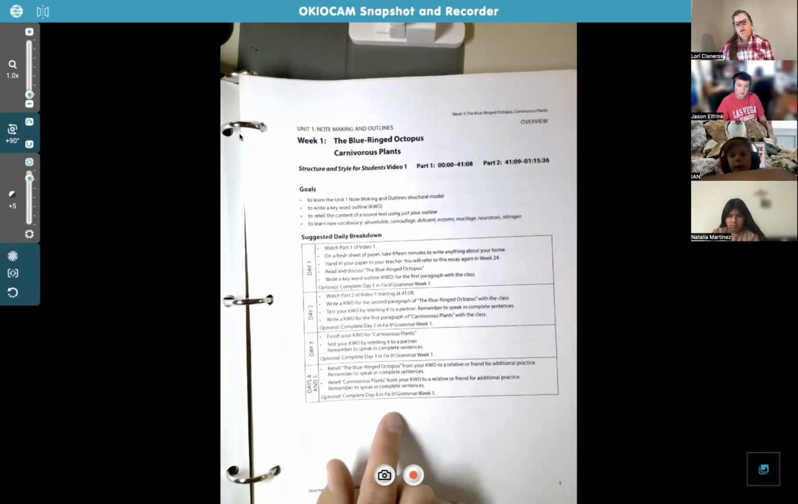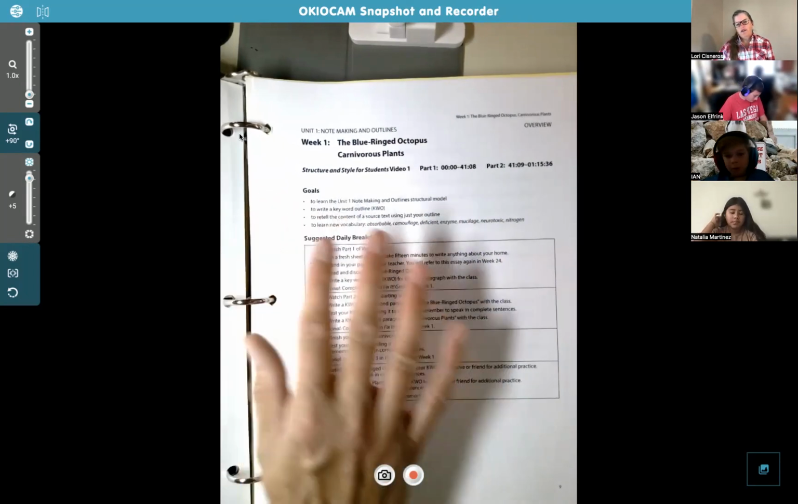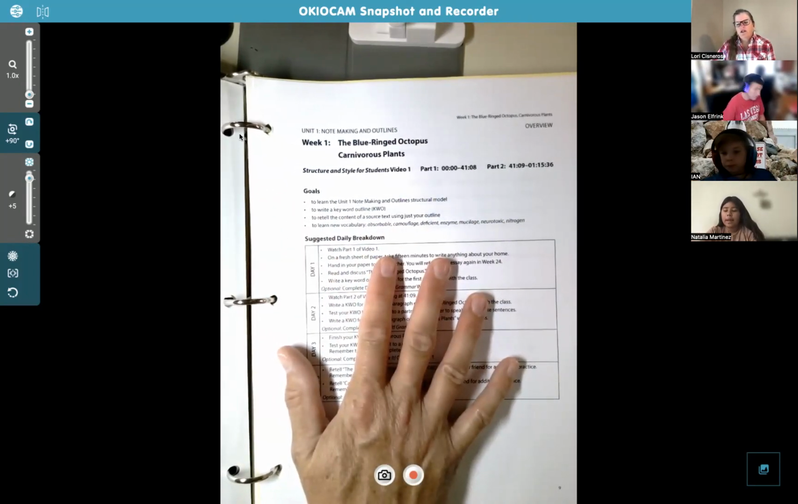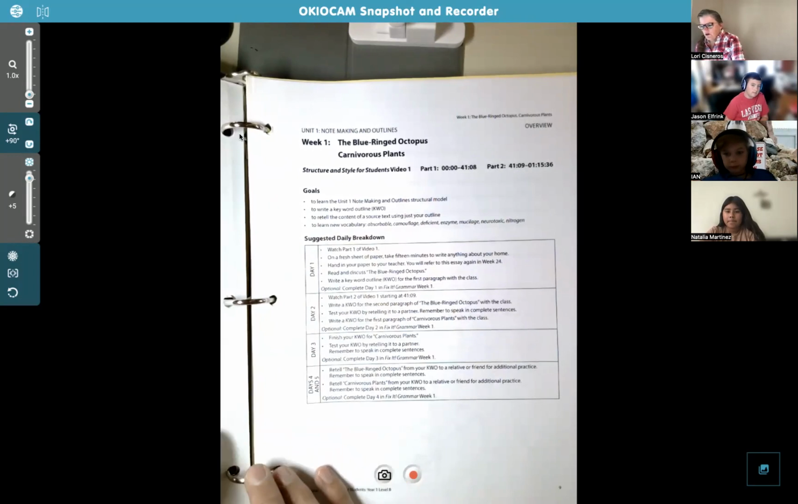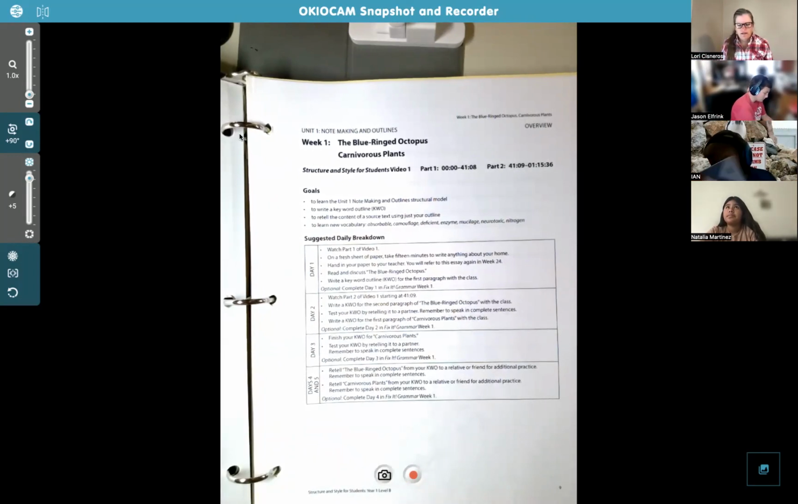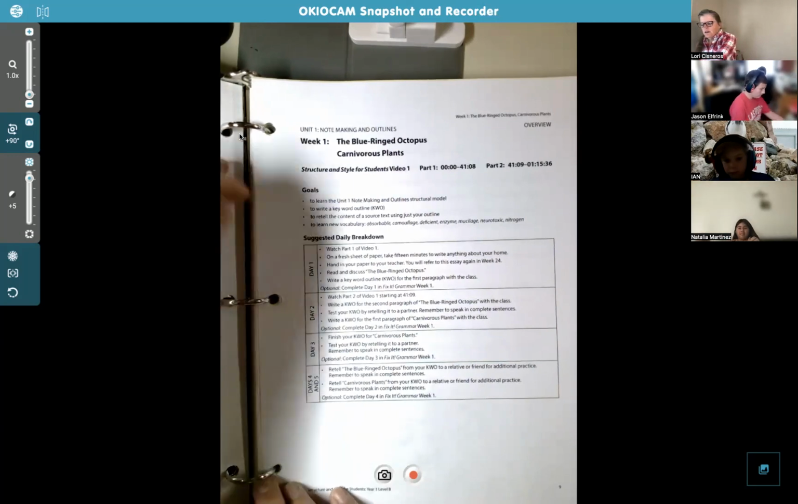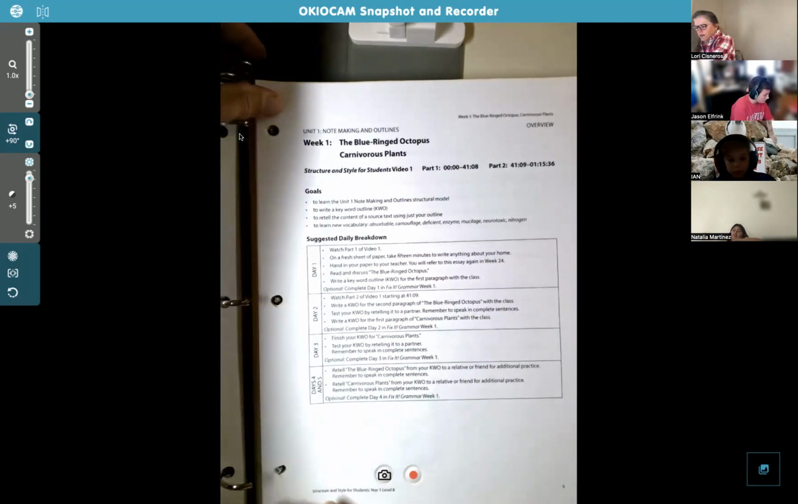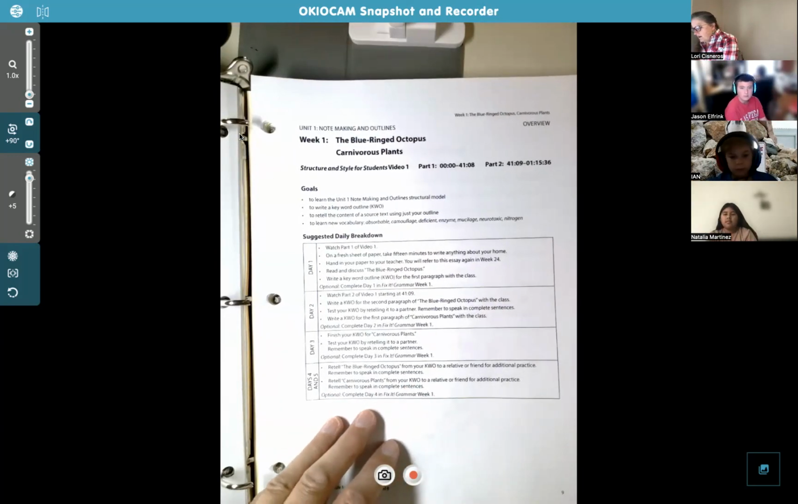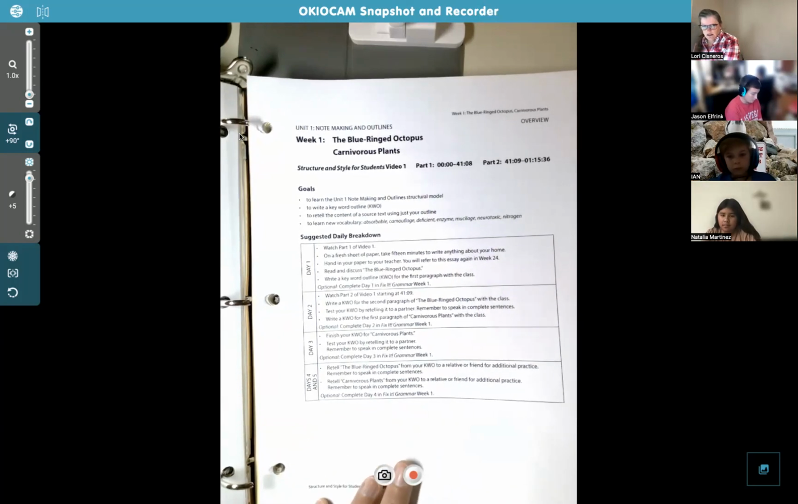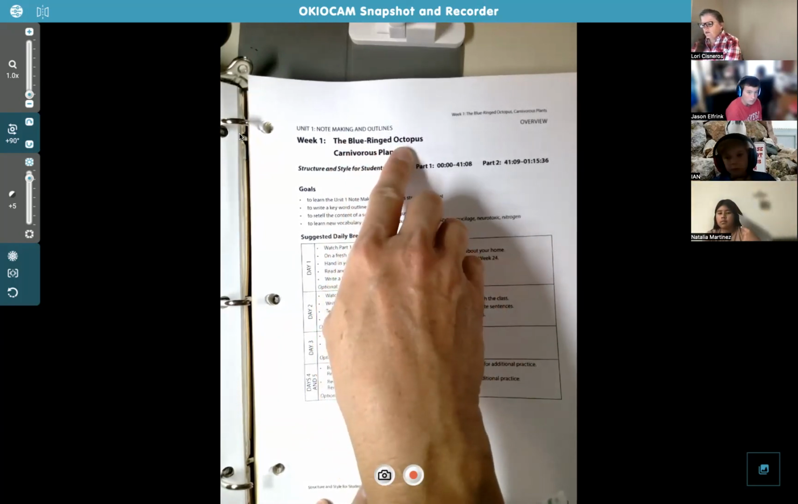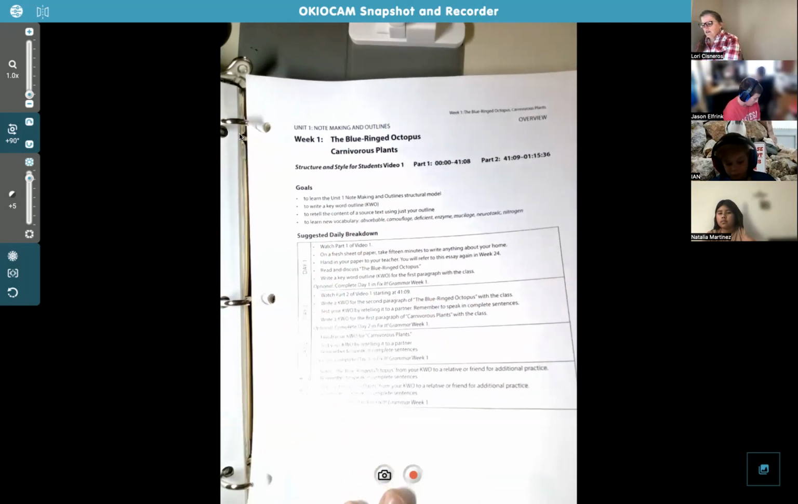Do you see this page though? Page 9? Yeah. Okay, turn to that page and you're going to take these pages out of your binder. So make sure your binder is laying flat on a table. You don't want to do it if your binder is not flat because the pages will fall out and it'll be a big mess. So lay your binder flat. Go ahead and open the rings and you're going to take out these pages. Page 9 looks like this. It says the blue ringed octopus, says week 1. Take that out.